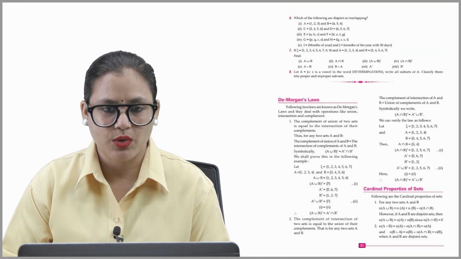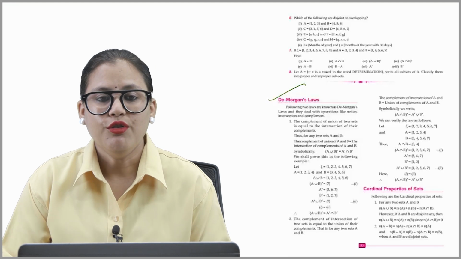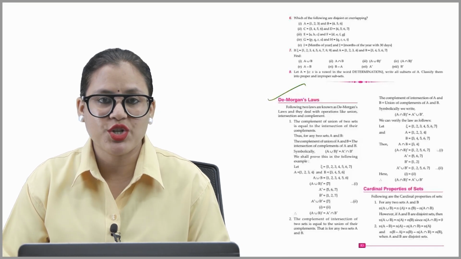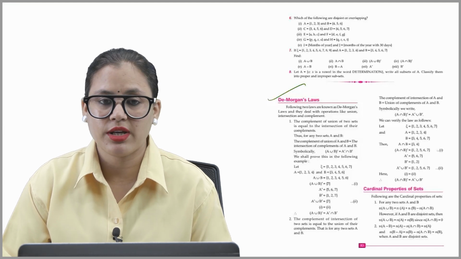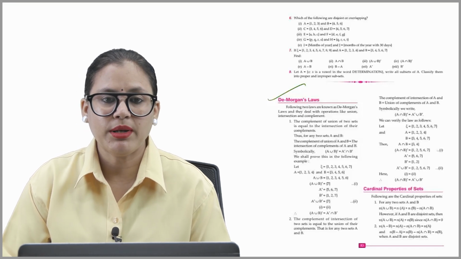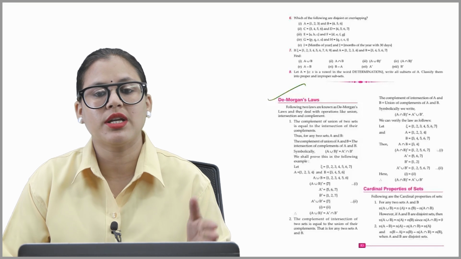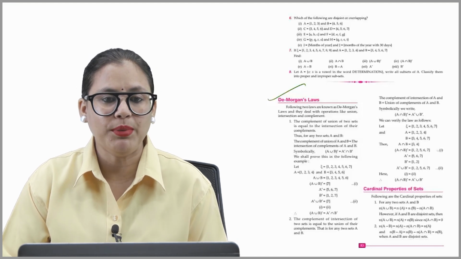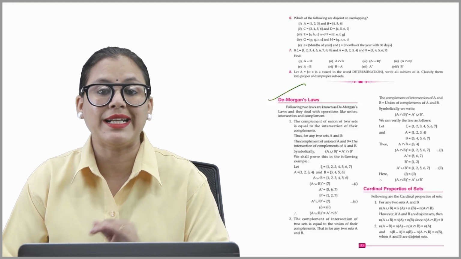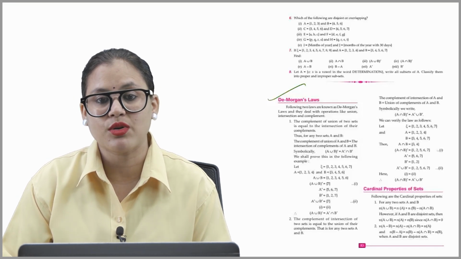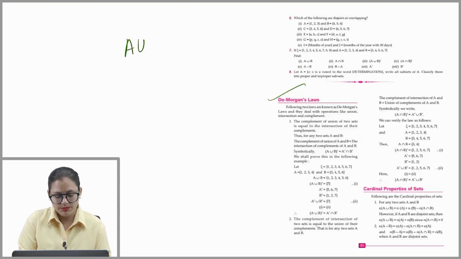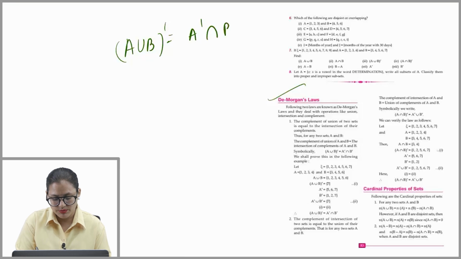Next, De Morgan's laws. The following two laws are known as De Morgan's laws and they deal with operations like union, intersection and complement. Number 1, the complement of the union of two sets is equal to the intersection of their complements. Thus, for any two sets A and B, the complement of the union of A and B is equal to the intersection of complements of A and B. So, symbolically we write it as (A union B) dash is equal to A dash intersection B dash.